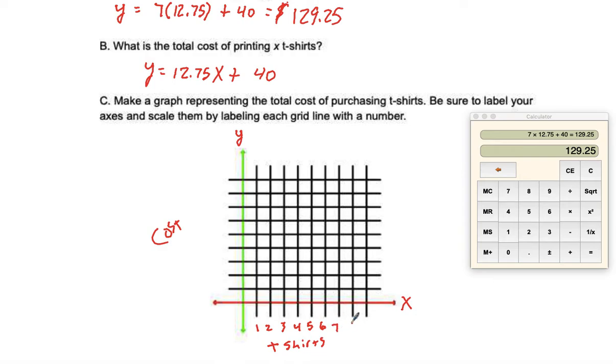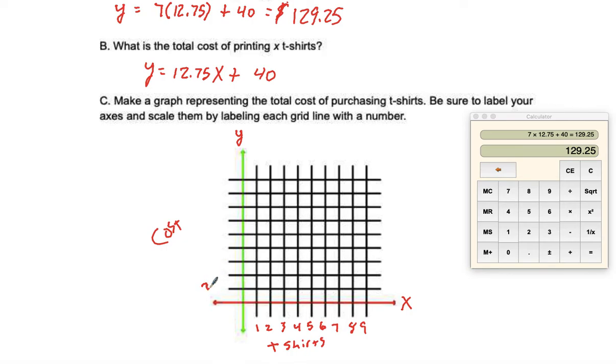6, 7, 8, 9. And then I know that for 7 t-shirts, I had to get up to $129.95. So I don't want to number this by 5s or by 1s, certainly, because then I'm not even going to get up to my $40 startup fee, right? But I want to number this in a way that will let me get up to that 7 and then 129.25. So 30, 40, 50, 60, 70, 80. So 10s won't work. Let's go by 20s.